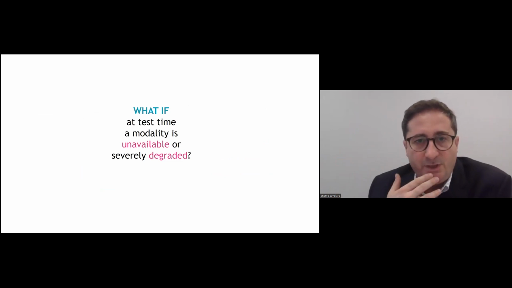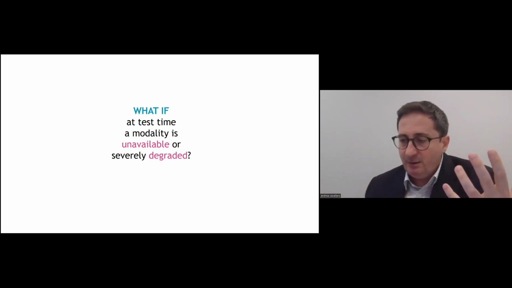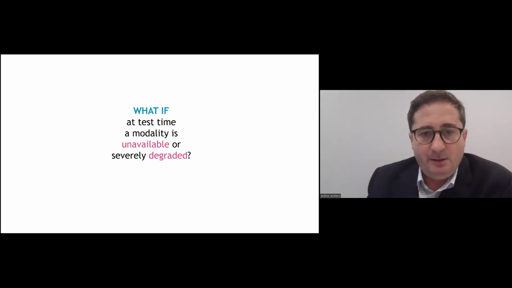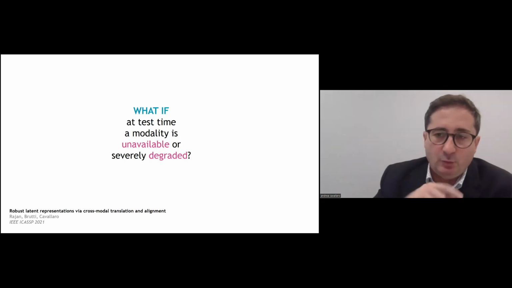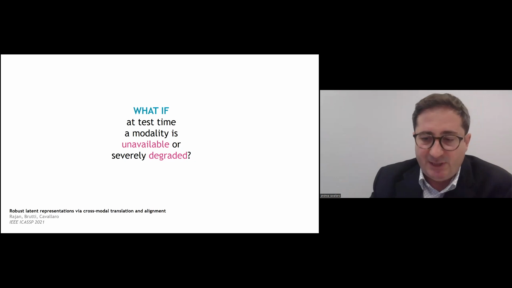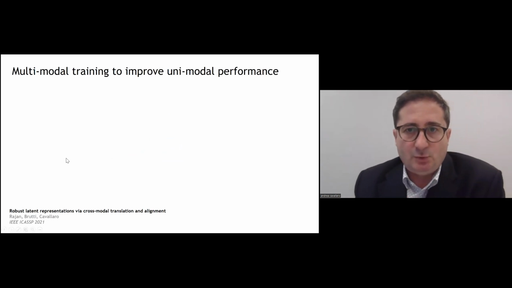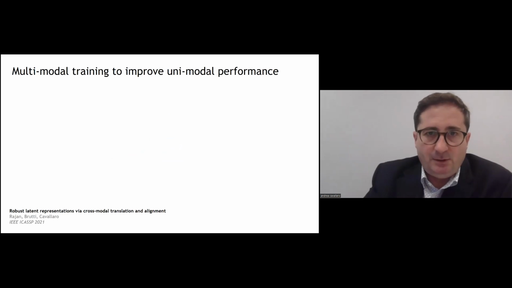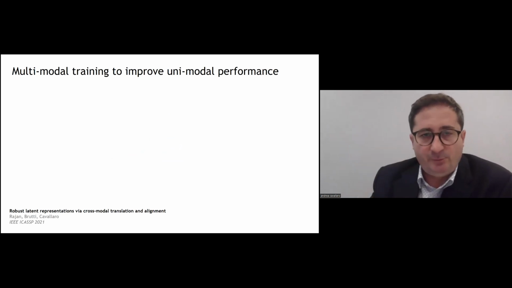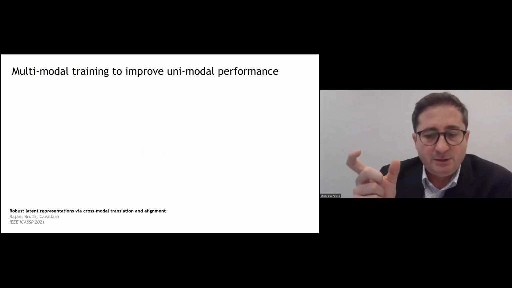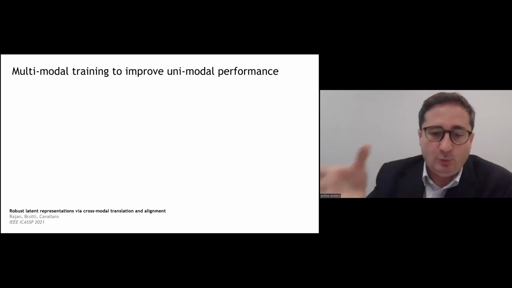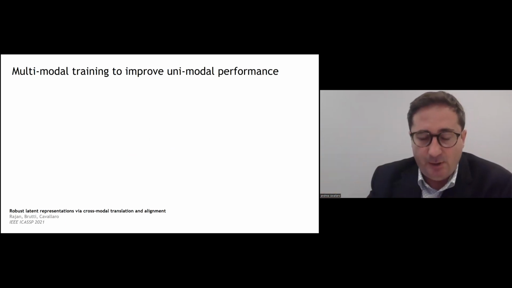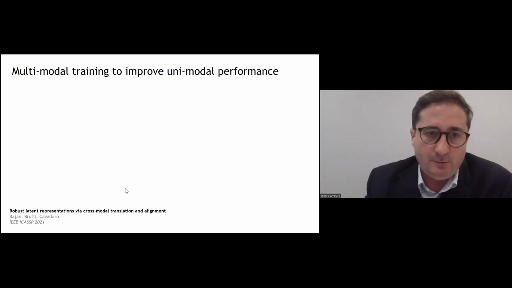So the question we asked ourselves is, what if at test time one modality is unavailable or severely degraded? How can we exploit training so that the remaining modality at testing is stronger than if it was trained in a single modality? And this was IEEE's work in 2021. So the solution we looked at is multimodal training to improve the unimodal performance, meaning that we can have a smaller footprint classifier on board of the autonomous system that was trained benefiting from multiple modalities. How did we go about this?